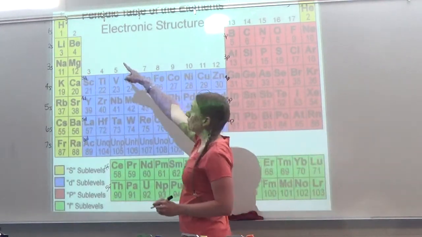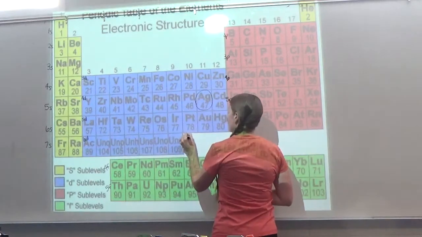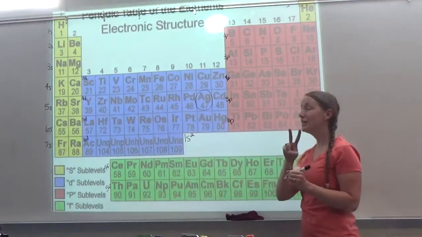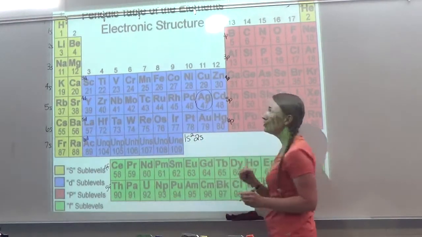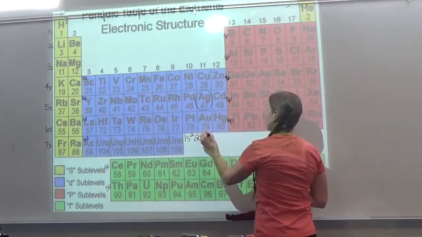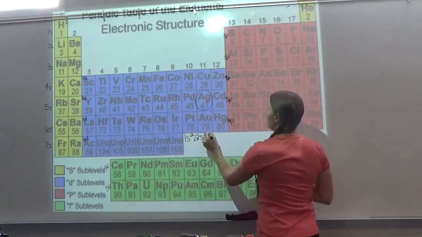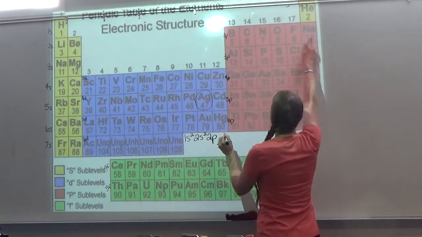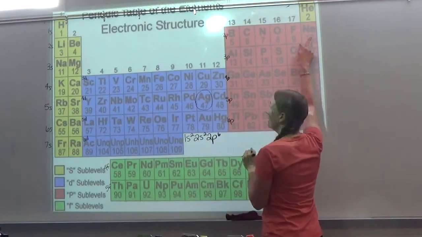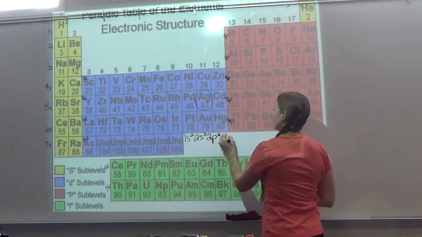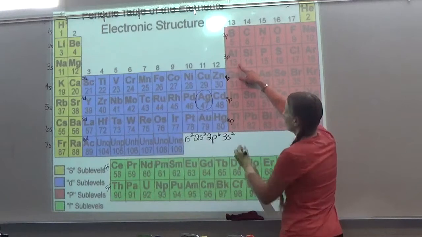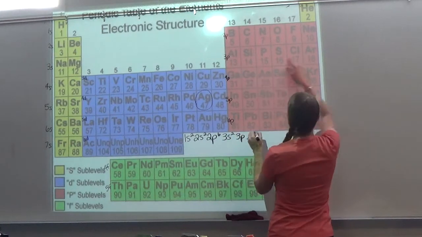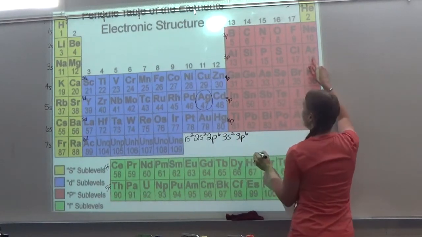All right, so we're gonna start at hydrogen, which is 1s. I need 2, hydrogen, helium. We're now at lithium, 2s. I need 2, lithium, beryllium. Now we're at boron, 2p. I need all 6 to get me through neon. Now we're at sodium, 3s. I need 2, sodium, magnesium. Now we're at aluminum, 3p. I need all 6 to get me through argon.